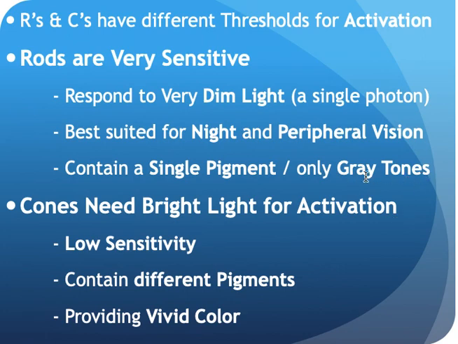Okay, and we saw that last time with the picture of the Pringles can, when we saw it with the table and the chairs where we could see the images, but we didn't know what color they were until we sort of turned those lights on. Cones are going to be very different. They're going to need bright light for activation. So low sensitivity, they're going to contain different pigments, because this is what's going to allow us to see things in different colors instead of those gray tones.